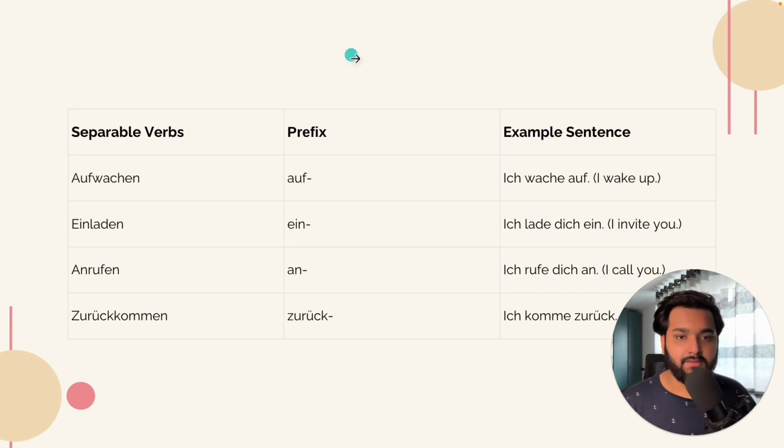As you can see in the table, on the left side we have the separable verbs, in the middle the prefix, and on the right side the example sentences. So let's go through each of them. At first we have the verb aufwachen, which basically means to wake up. The prefix in this case is auf, so you split between auf and wachen. In the example: ich wache auf. That means I wake up.